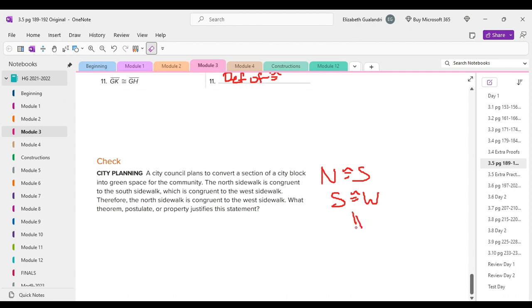So they're then concluding that the north is congruent to the west, and they're saying what theorem, postulate, or property justifies it. Hopefully you've beat me to it, but the answer to this one is the transitive property. In this case, it would be of congruence, but that's the idea behind that one.